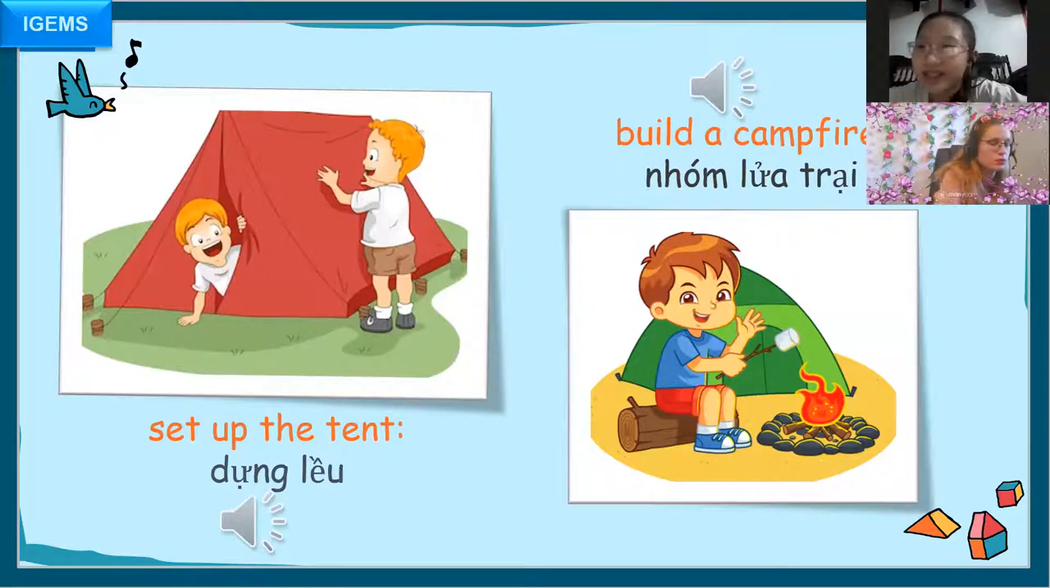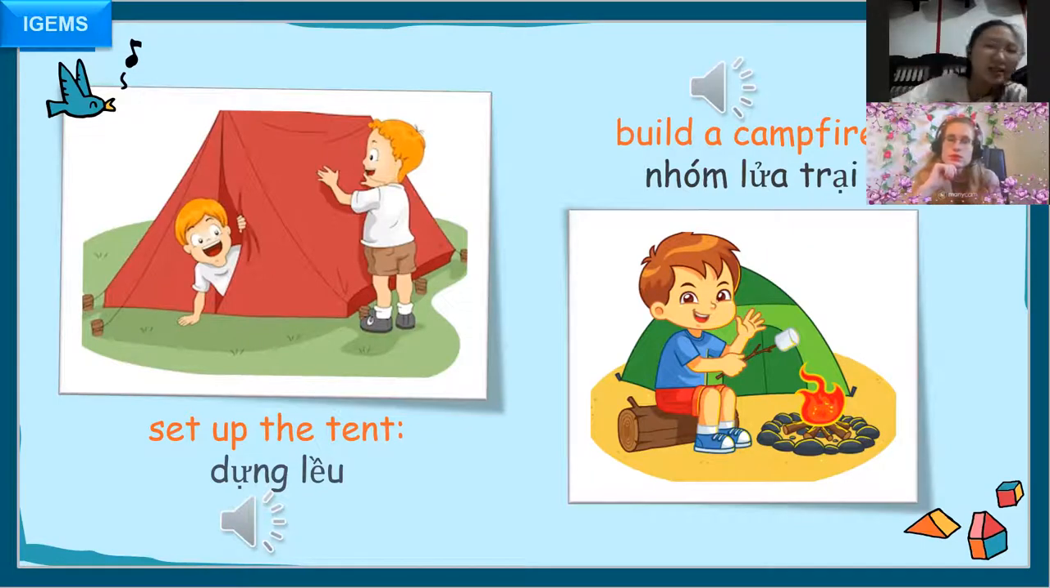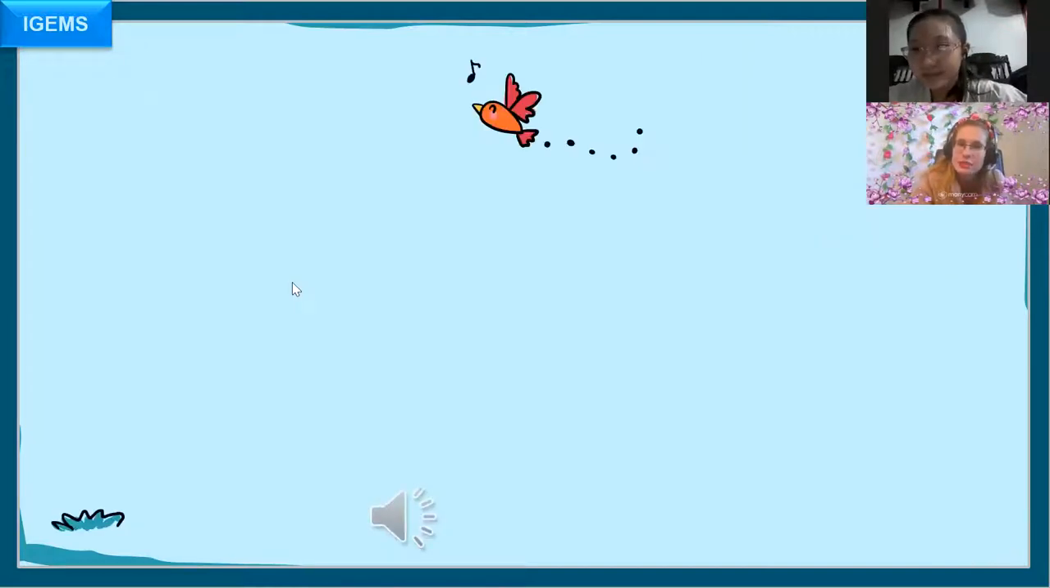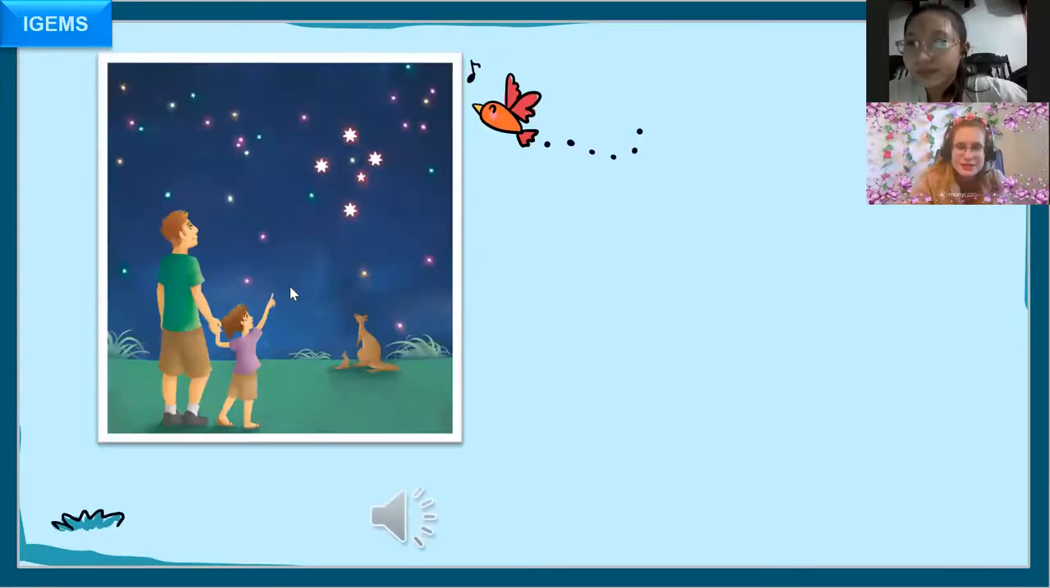I don't set up the tent. Who sets up the tent? Your dad? Yes? Yeah. Oh, very good. Okay, so I also let my husband set up the tent.